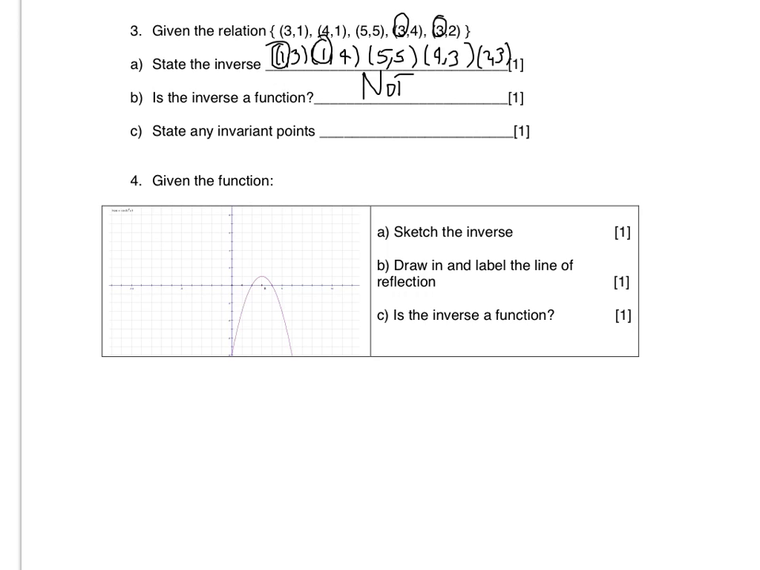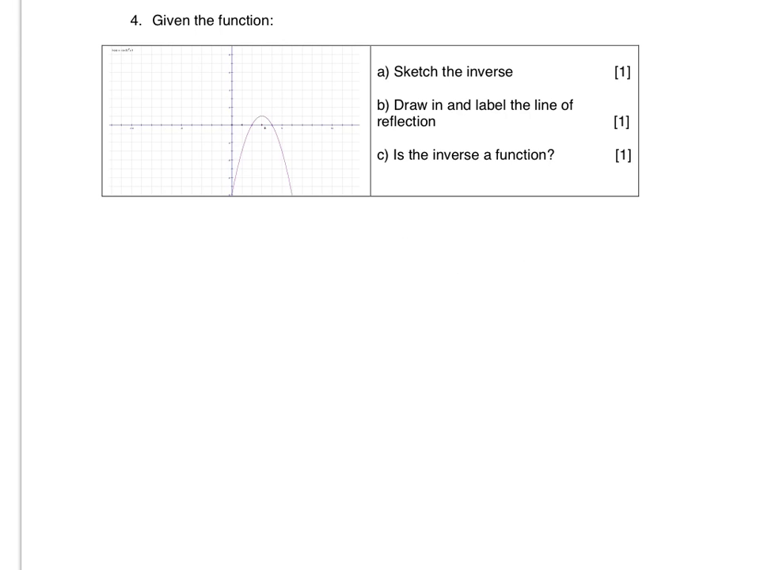And the only point where x and y are not going to change is 5, 5. So that's why we say that the point 5, 5 is an invariant point.